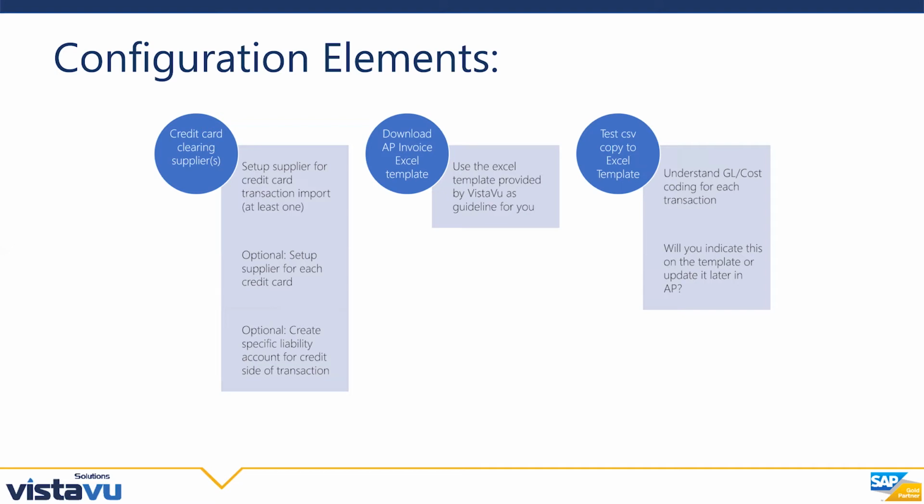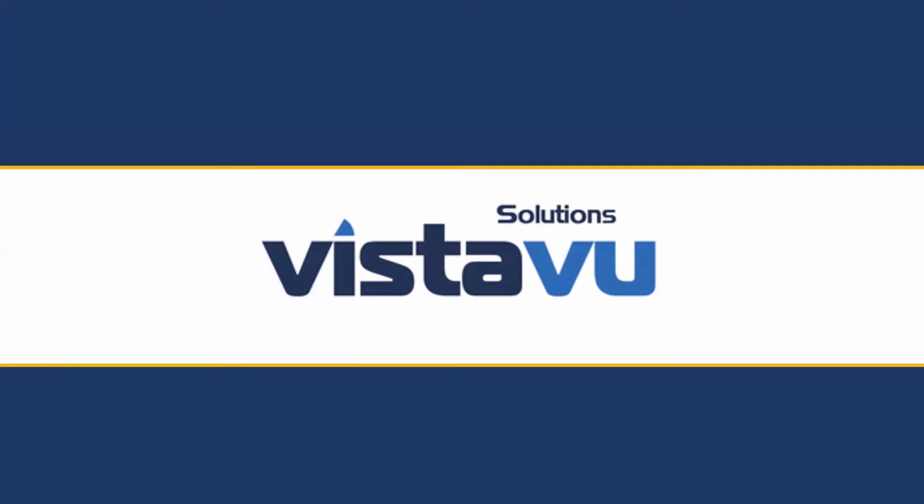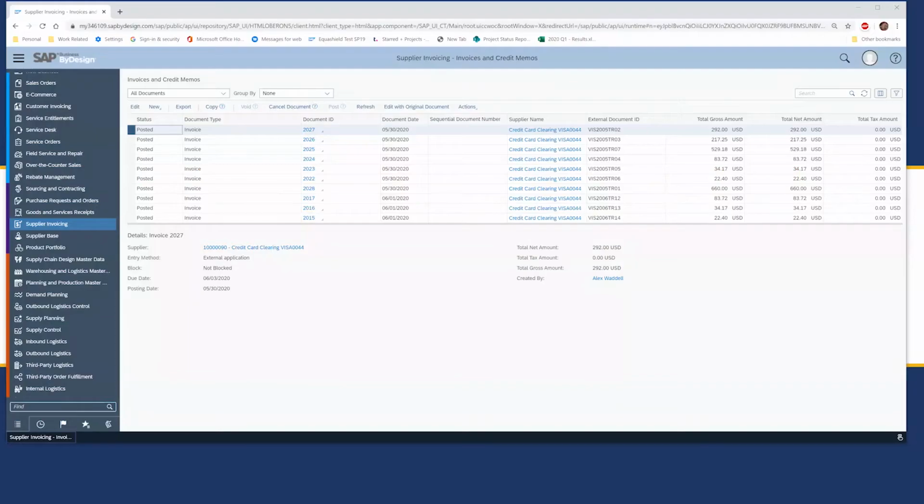Meaning, if you don't know where that transaction is going to be booked, you can load the invoice as unposted. Do you want to set up a different GL account for pending credit card transactions? That's another option you can potentially do. So we're going to go in now and have a look at how this transaction would look in the system.